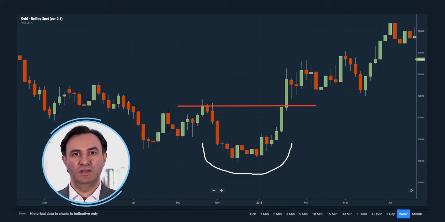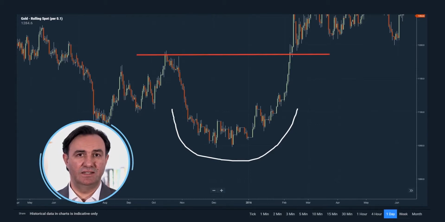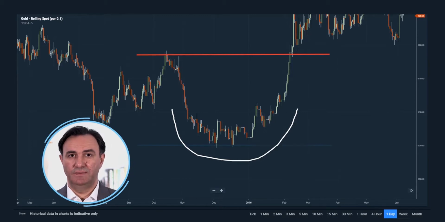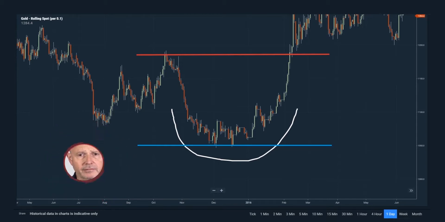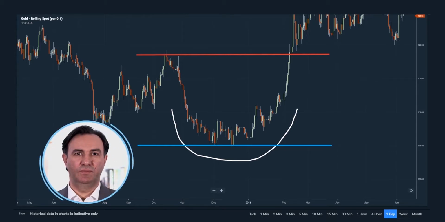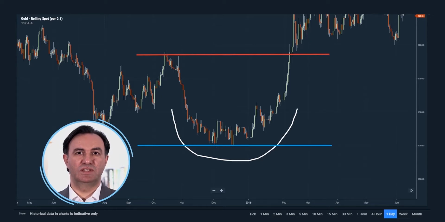Now, let's zoom in and take a look at the pattern in a daily time frame. The bottoming support line can be drawn here. And if traders are looking at this pattern, would the confirmation be when the price breaks above the resistance line? Yes, once confirmed, the next thing traders do is work out the price target. For this pattern, it's the distance from the support to the resistance line, projected from the breakout.